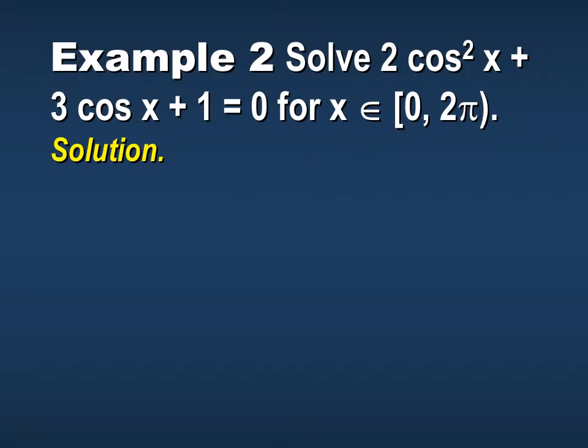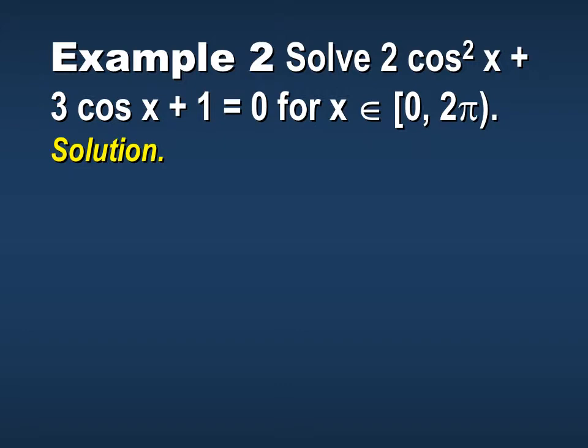Okay, next example, solve 2 times cosine squared x plus 3 cosine x plus 1 equals 0. And they give us the interval between 0 and 2 pi. So when I see this, what I am seeing is a quadratic. And you're like, Miss Moss, I don't see a quadratic, I see trig. Well, if you think that cosine squared and then cosine and then plus 1, I'm seeing something like x squared plus x plus 1. I'm seeing a quadratic.